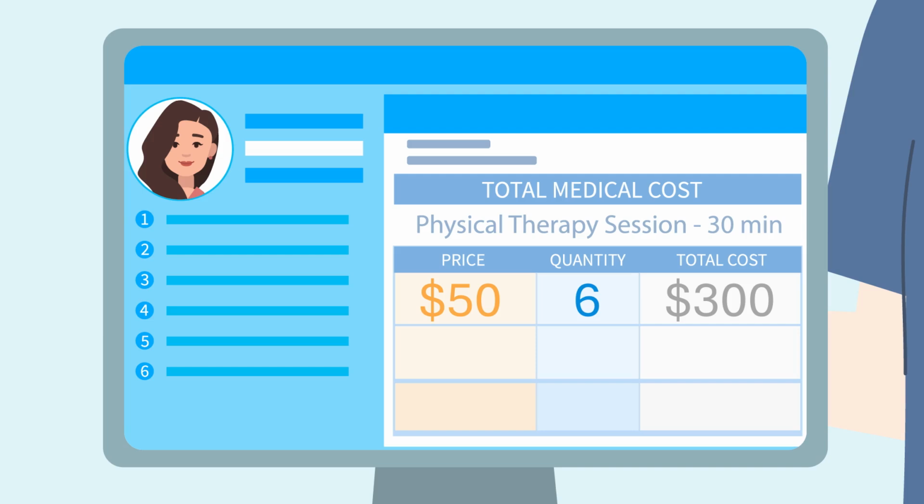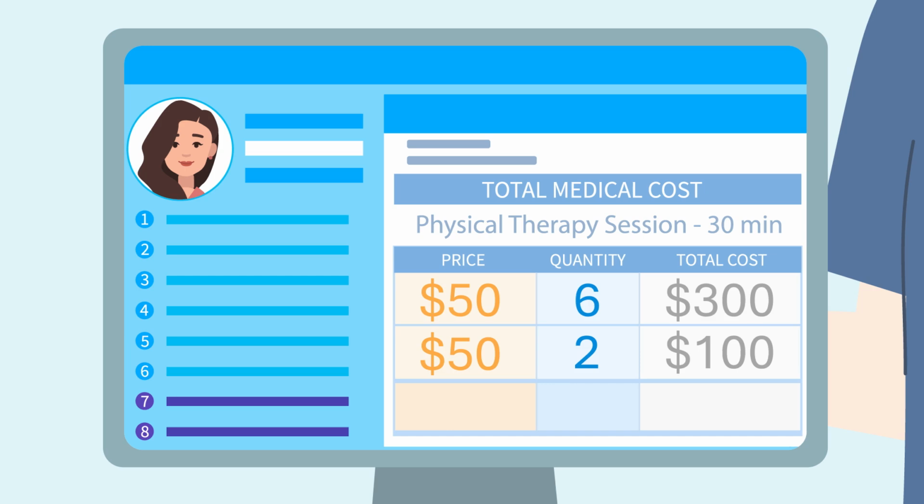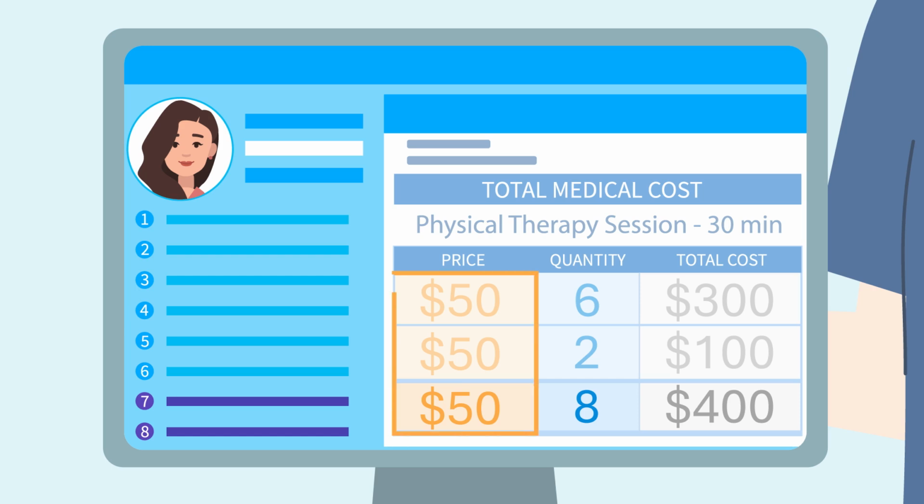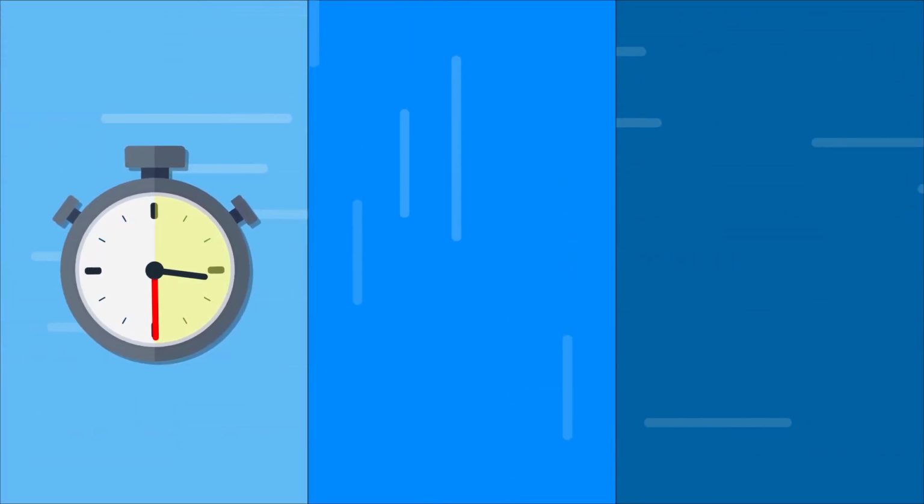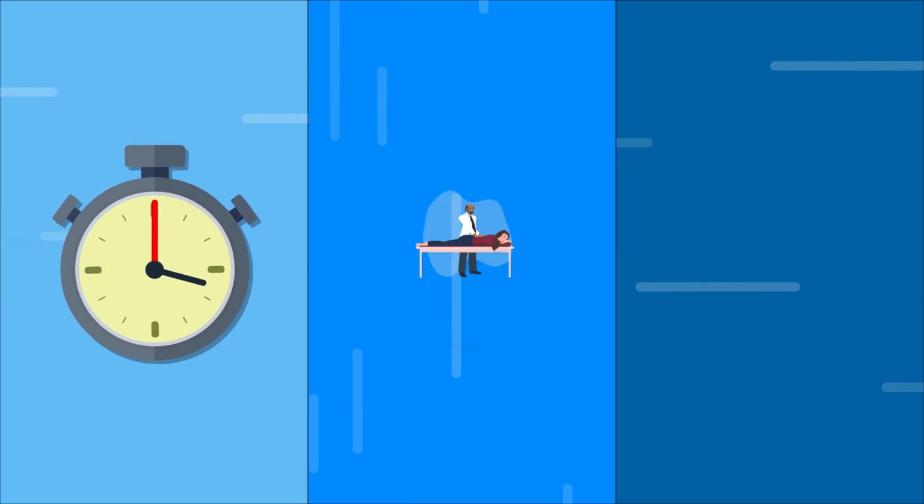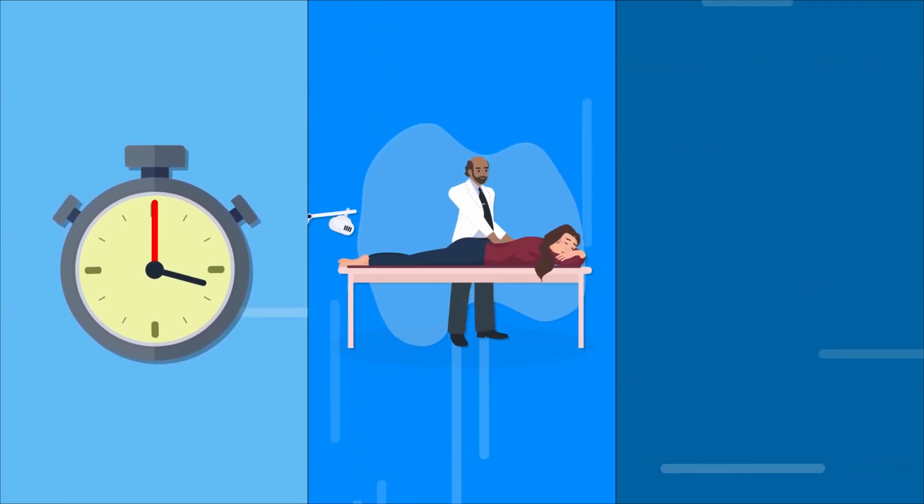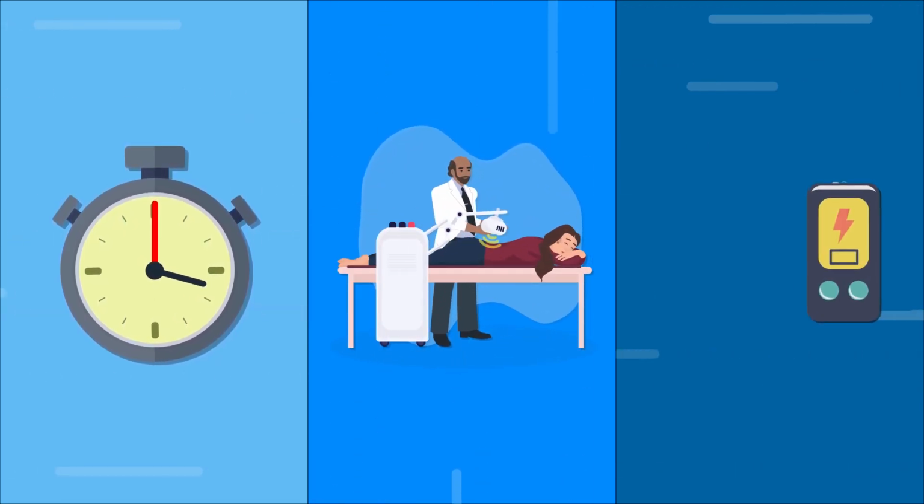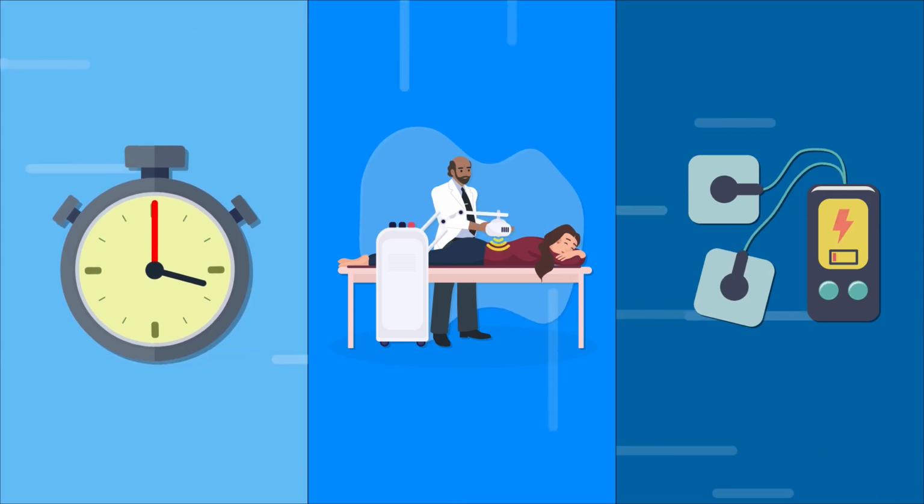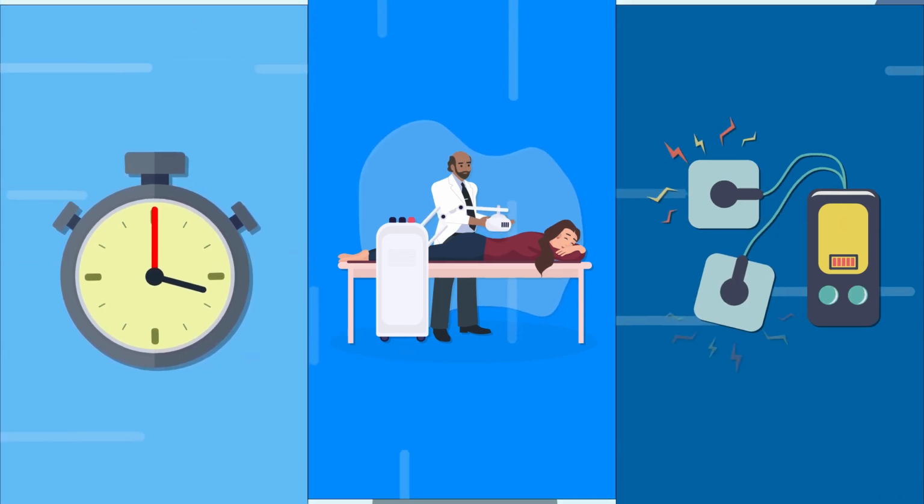But what if her physical therapist determined 6 visits wasn't enough and extended it to 8? This results in her total medical cost increasing to $400. Not because of a price change, but because of a change in utilization. In this example, changes to utilization could also result from extending the time of each visit from 30 minutes to 1 hour, changing the type or complexity of physical therapy, or receiving additional treatments, such as electrical stimulation.